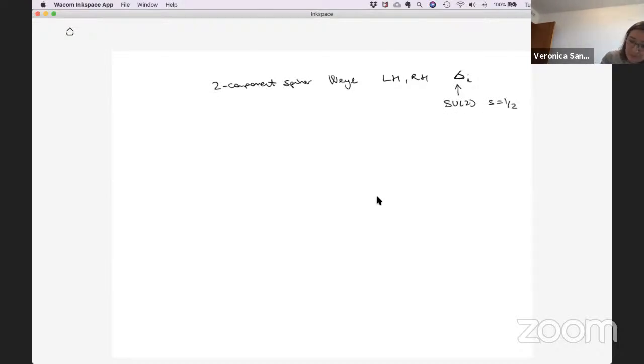Okay? But you've also been told about the 4-component Dirac spinors, where you essentially take a left-handed guy and a right-handed guy and put them together. So why do we need to do this? I told you that these left-handed and right-handed SU(2)s are actually related by parity. So under parity, these SU(2) left and right are related to each other.